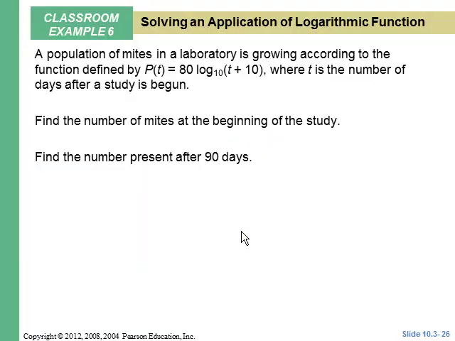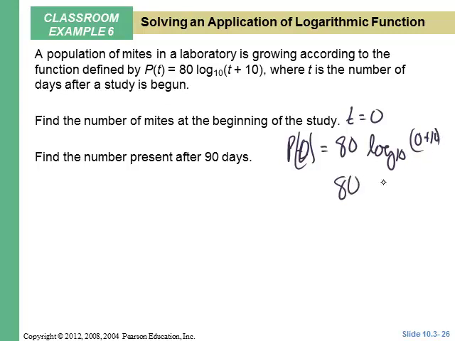So how are you going to use this? The population of mites in a lab is growing according to the function p of t is 80 log base 10 of t plus 10, where t is the number of days after the study began. Find the number of mites at the beginning of the study, so that's where t equals 0. P of 0 is 80 log base 10 of 0 plus 10. Well, that's 80 log base 10 of 10. Log base 10 of 10 is 1. 80 times 1 means there were 80 mites at the beginning.